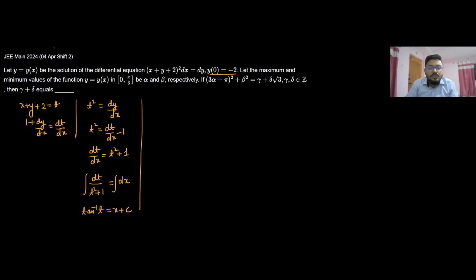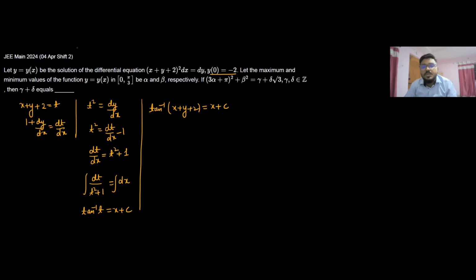So tan inverse, 1 second. So tan, okay, t we have to substitute first of all. All right, so first let's substitute t. That means tan inverse t value is x plus y plus 2 is equal to x plus c.